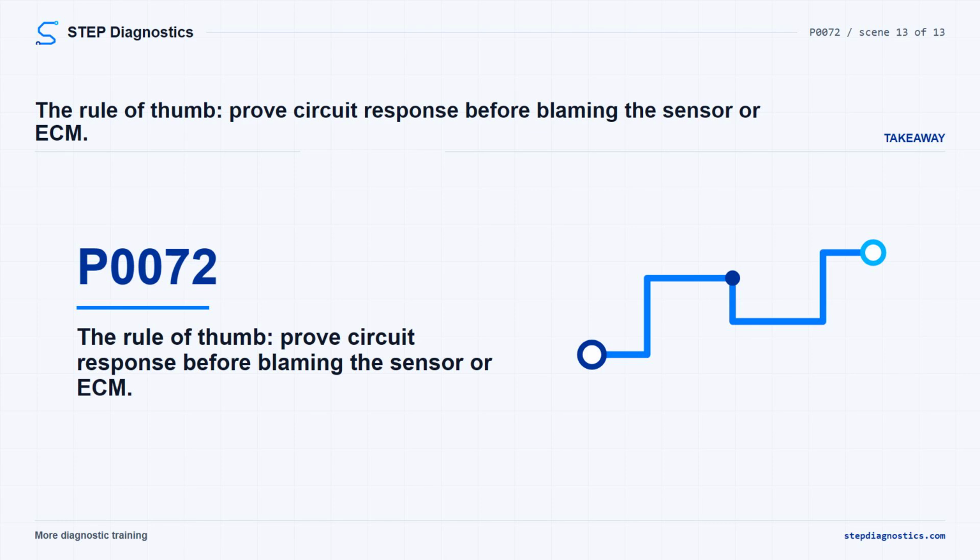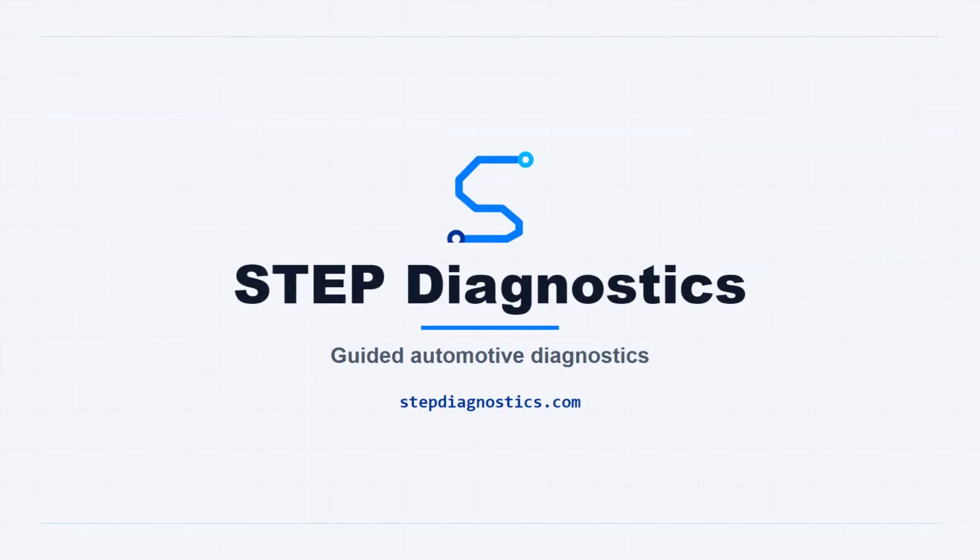After any repair, verify the repair and confirm the code stays gone. The takeaway: prove the circuit response before condemning the sensor or the ECM.